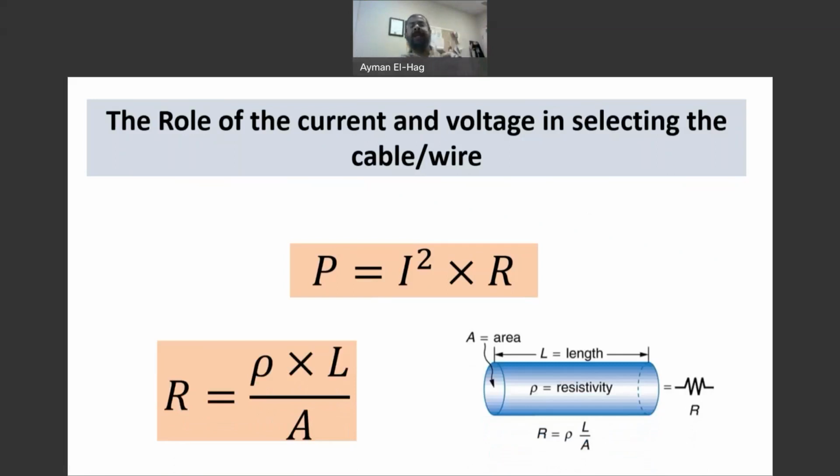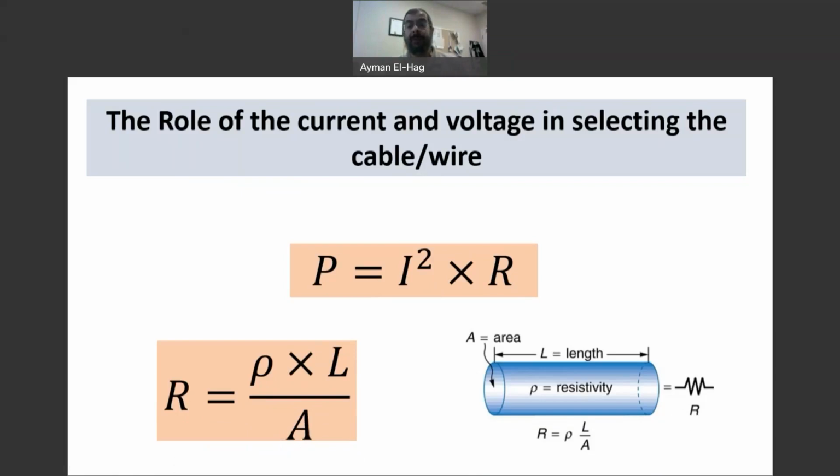So the only thing I can change is the cross-sectional area of the cable. If I want to reduce the resistance, I need to increase the cross-sectional area. So thicker cables are there to carry higher current. Okay, so the current is related to the conductor.